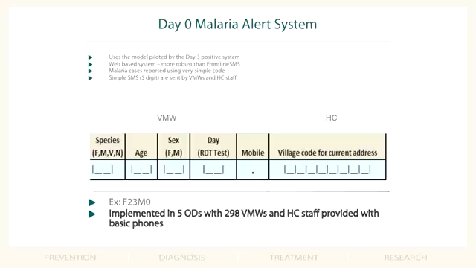So the code is like this. The first part is the species of the malaria, the second part is the age of the patient, the third part is the sex of the patient, and the fourth part is the test.